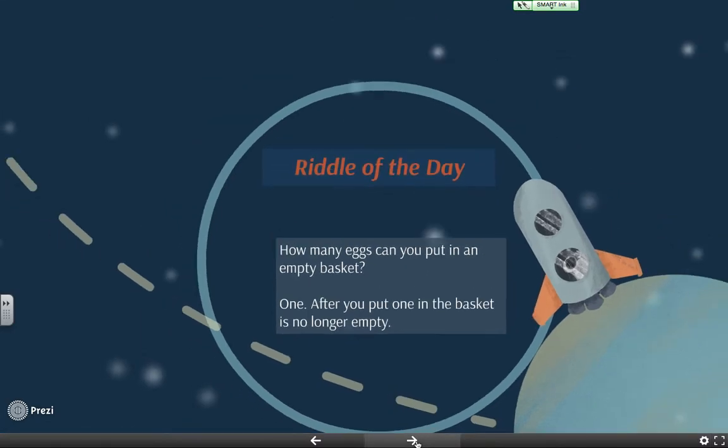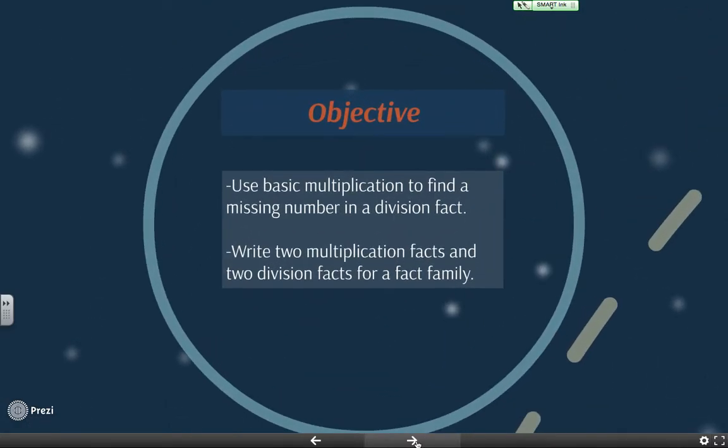All right, next one. So today what you're going to be learning is to use basic multiplication to find a missing number in a division fact. We're also going to be able to write 2 multiplication facts and 2 division facts for a fact family.